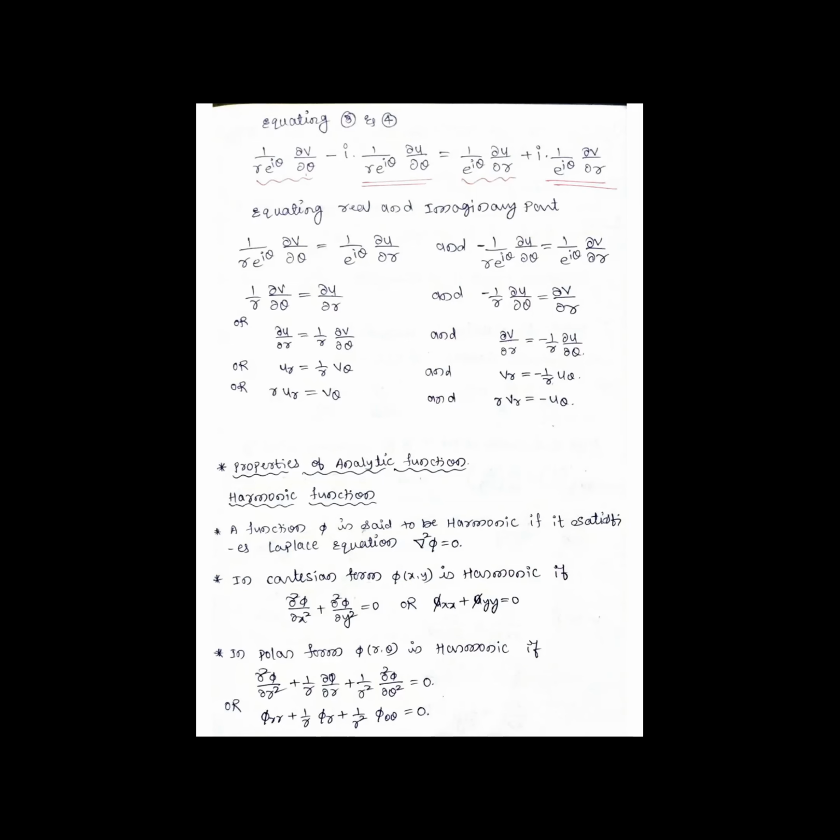Next, coming to harmonic function. A function phi is said to be harmonic if it satisfies the Laplace equation. The Laplace equation is del square phi is equal to 0. Or else in the Cartesian form, if we want to show phi is harmonic, we have to write it as dou square phi by dou x square plus dou square phi by dou y square is equal to 0, or else phi xx plus phi yy equal to 0.